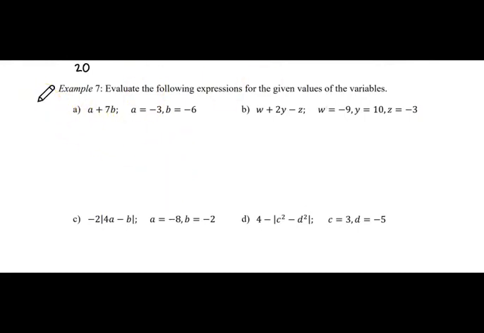So here we go. We have a plus 7b. A is -3, b is -6. So I'm going to replace a and b with the values given. So I have -3 plus 7 times -6. Following the order of operations, I am going to multiply 7 by -6, and 7 times -6 is going to be -42. So I'm adding two negative numbers. The answer is -45.